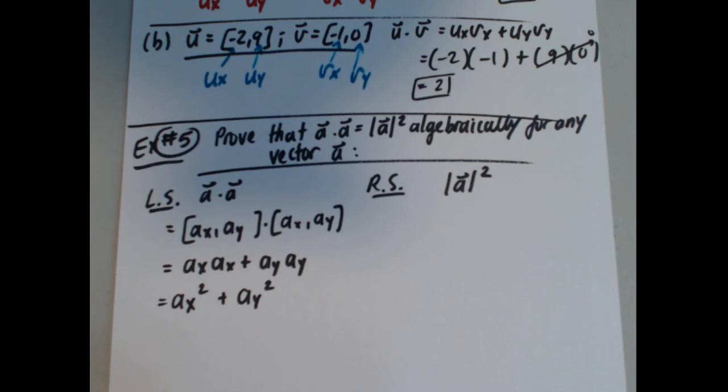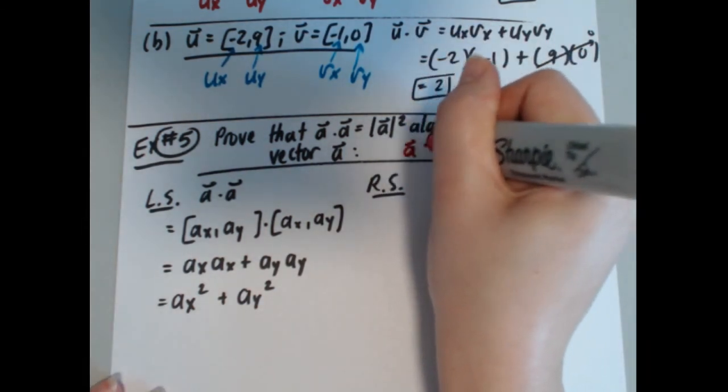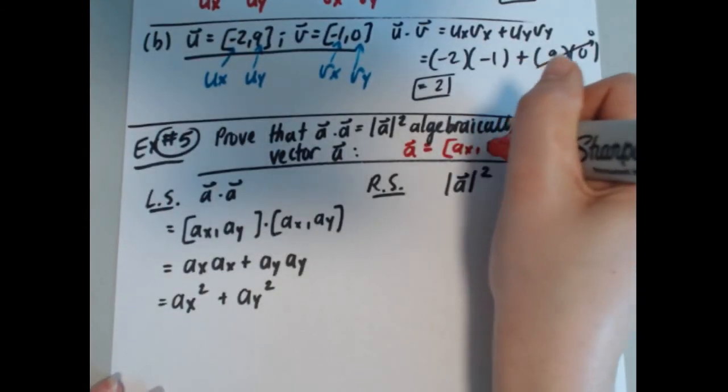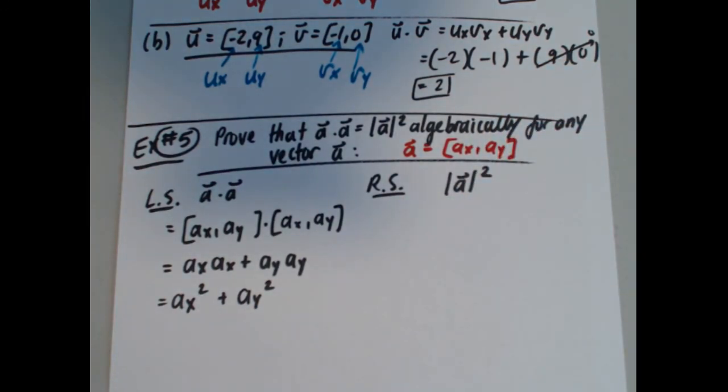So we have to get the right side to equal the same thing. Just before I move on to the next piece, this entire time what we've been assuming is that vector A is AX comma AY. Now that's a pretty simple, clear conclusion. You don't have to really justify that. If you have a vector, use the same letter and just put subscripts x and y.